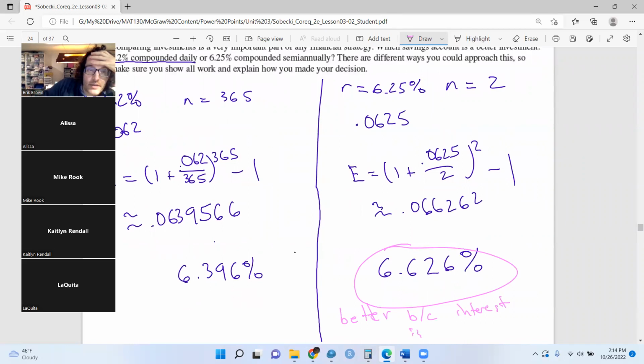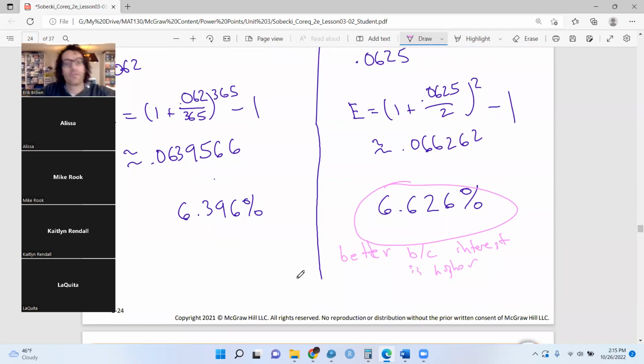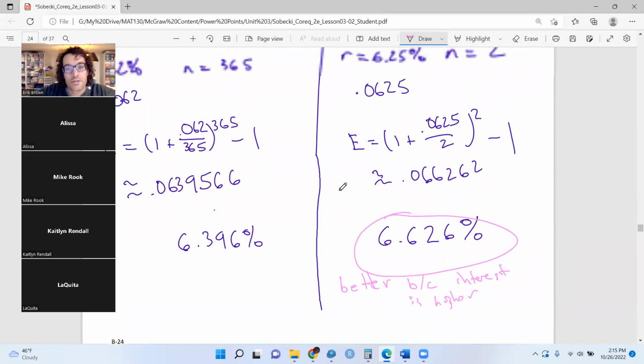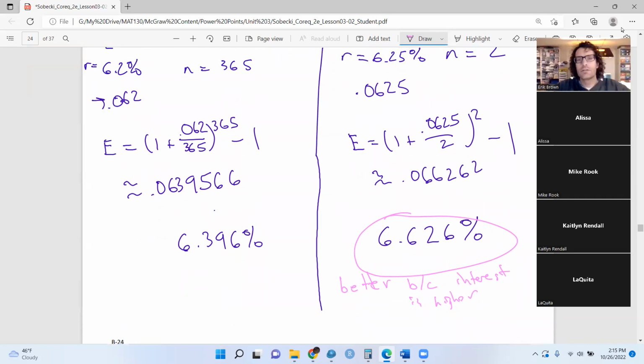Now, if I'd said, which is the better loan option, we would say the other one because the interest is lower, right? So when you borrow money, you want lower interest. When you're saving or investing money, you want higher interest. Is that okay for you all? Does anyone have any questions?